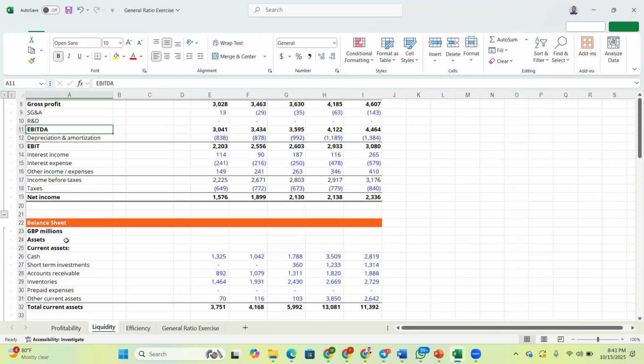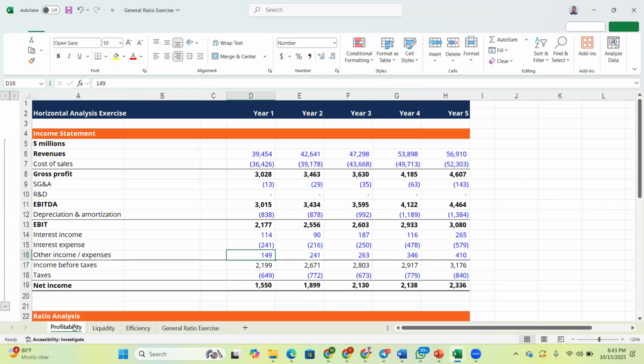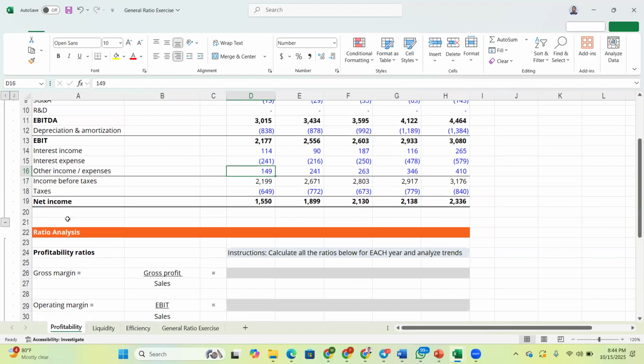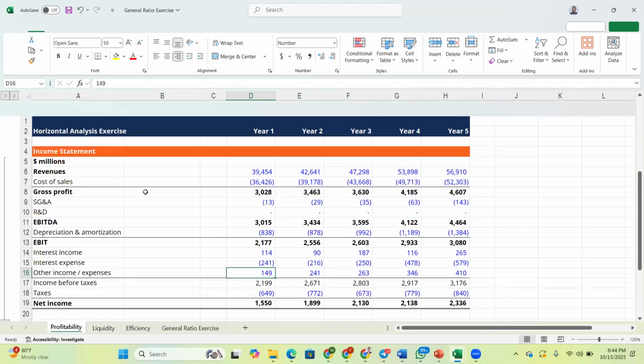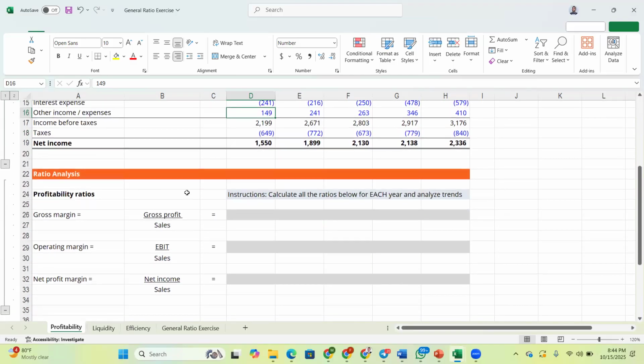All right, so let's just begin. For profitability, these are income statements. We have revenue, cost of sales, gross profits, and the likes, and net income. If you want to calculate a profitability ratio, we have the gross margin, which is gross profit over sales. So our gross profit over sales will be equal to.